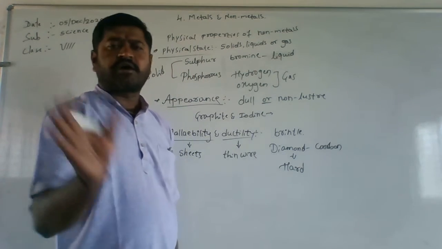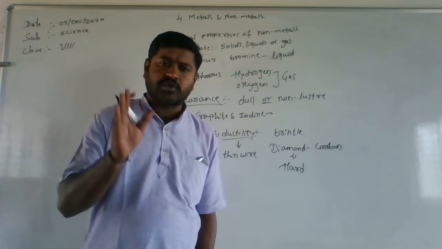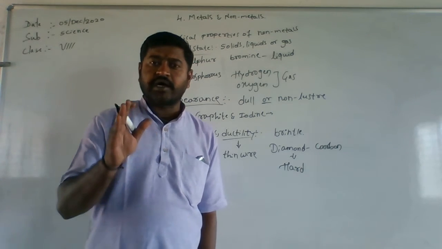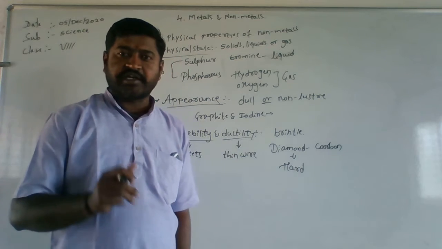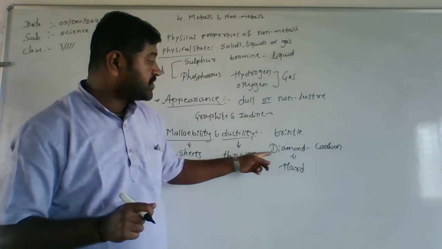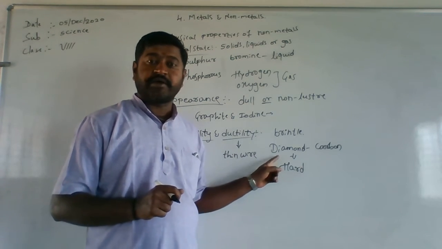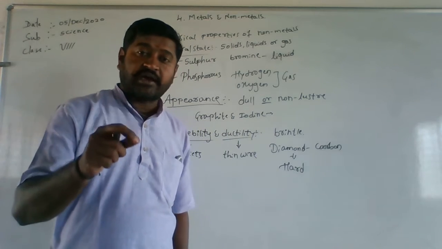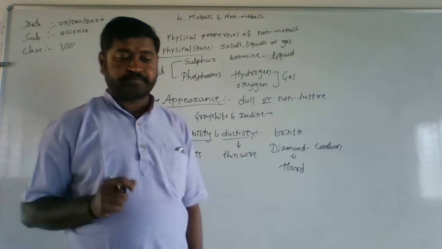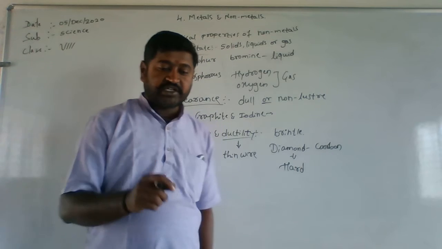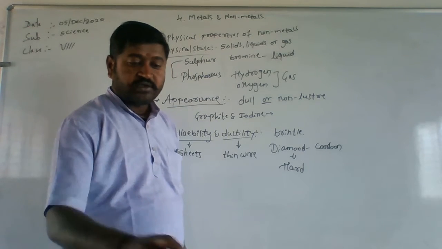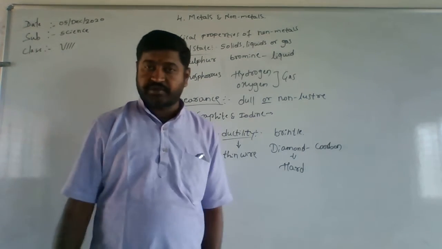So out of all non-metals, the hardest one is diamond. And remember, this diamond is an allotrope of carbon. In fact, it is the hardest known natural substance on the earth.